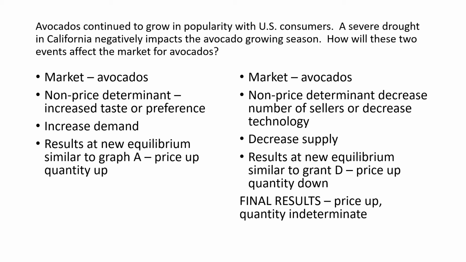But what ultimately happens? Well, if you look at the left, the increase in demand drove price up. Similar to the right, the decrease in supply increased price. So both the increase in demand and the decrease in supply increased equilibrium price. So we know for certain price went up. Quantity is what we call indeterminate. We're not sure if there was a huge increase in demand and only a slight decrease in supply or vice versa. Quantity is what we call indeterminate.